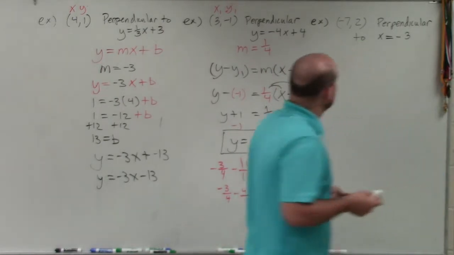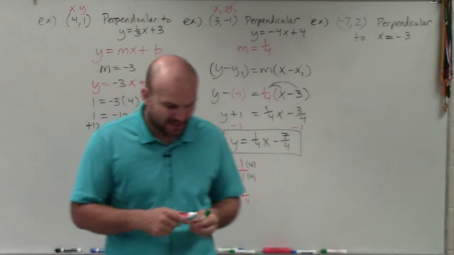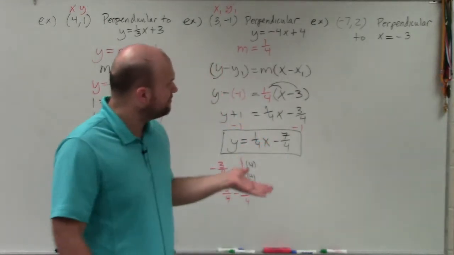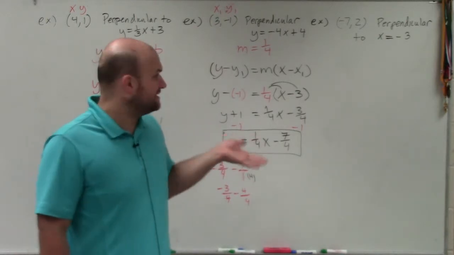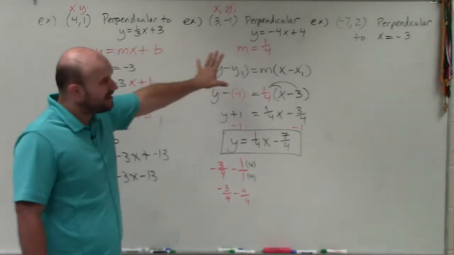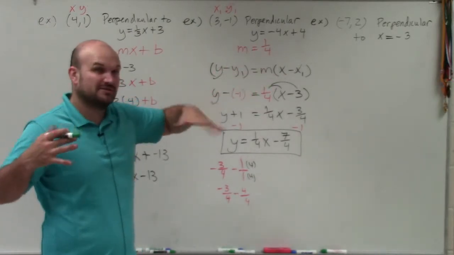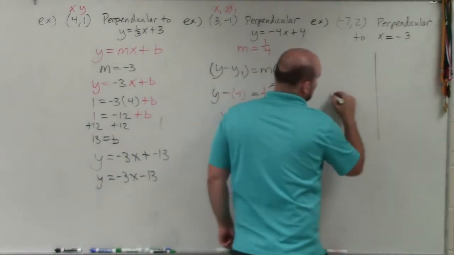All right, in the last one, we have the point (-7, 2) perpendicular to x equals -3. And this one's very similar to the one I did in parallel equations. When you don't have an equation that's in slope-intercept form, and you can't really understand what to do, the best thing to do is to graph what it looks like. So let's graph the information we're given.